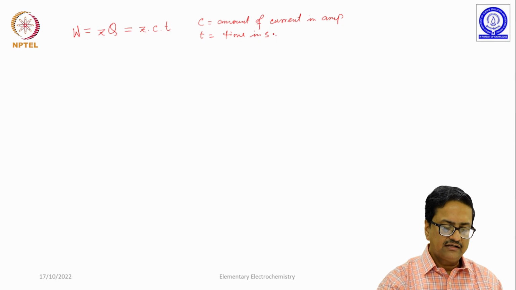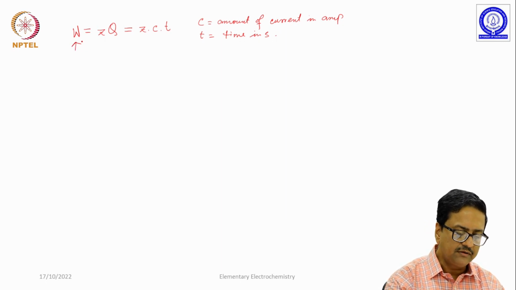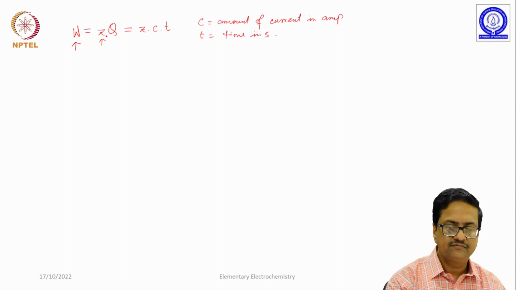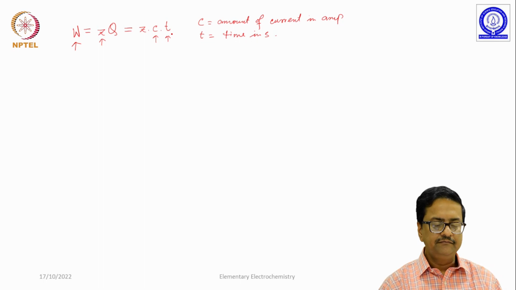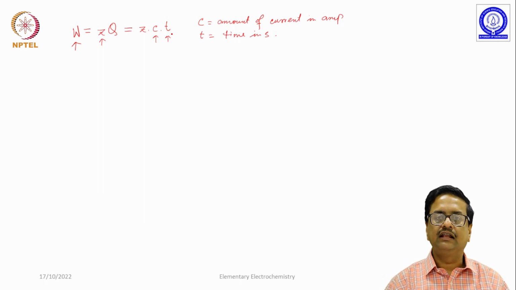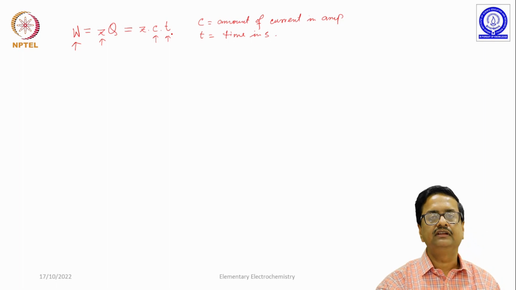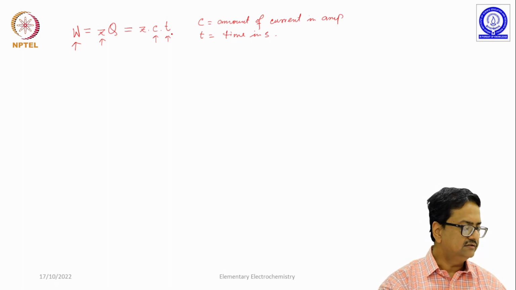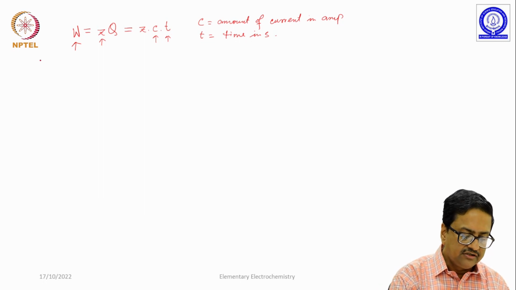So, one can calculate the value of W if you know the value of Z and determine C and T. Or if you determine W and know C and T, one can calculate the value of the electrochemical equivalent Z. So, what is the electrochemical equivalent, or Z?